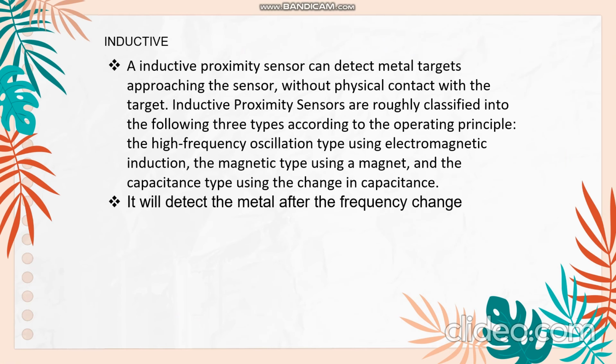For inductive, the inductive proximity sensor can detect metal target approaching the sensor without physical contact with the target. Inductive proximity sensors are roughly classified into the following three types according to the operating principle: the high frequency oscillation type using electromagnetic induction, the magnetic type using a magnet, and the capacitance type using the change in capacitance. Okay, to summarize, the inductive proximity sensor will detect the metal after the frequency change. So that is how it detects something without touching the sensor.